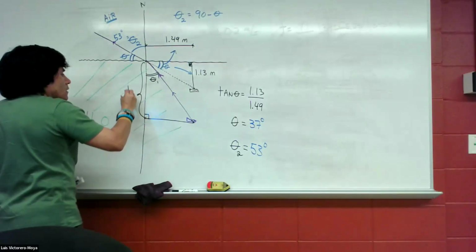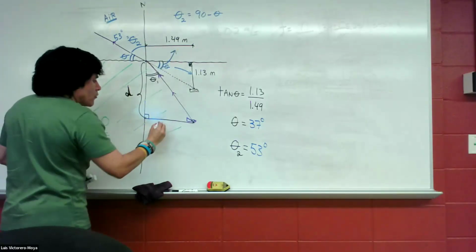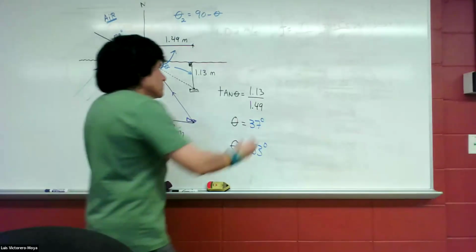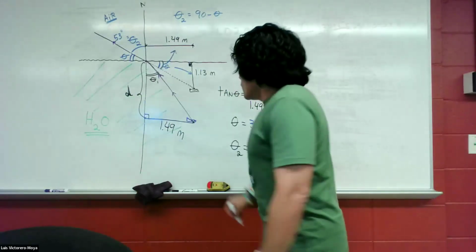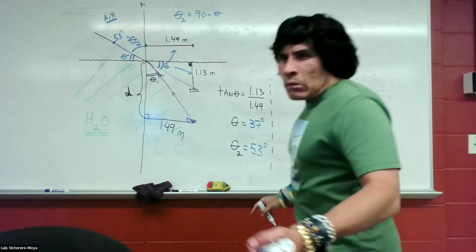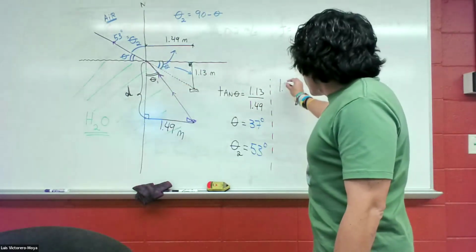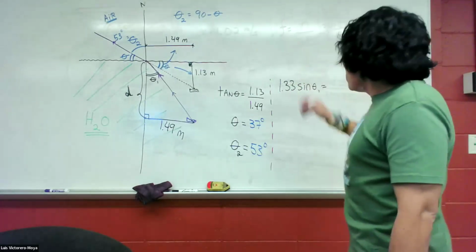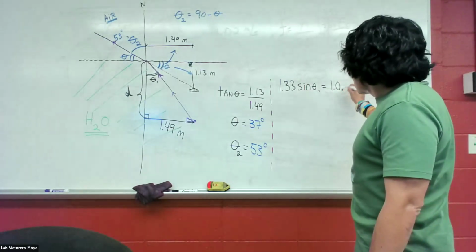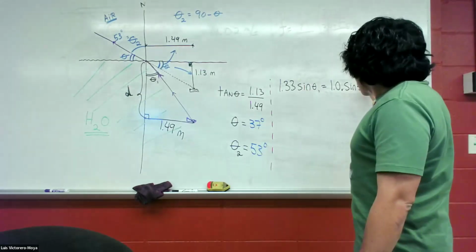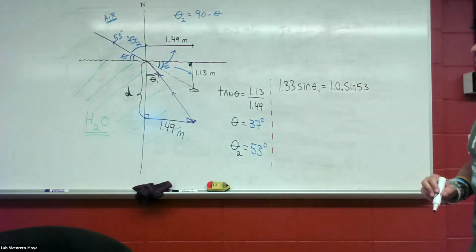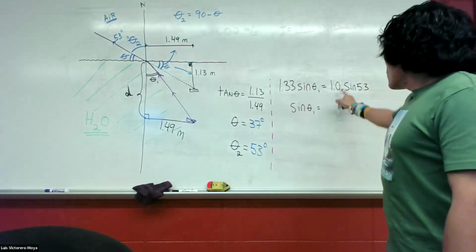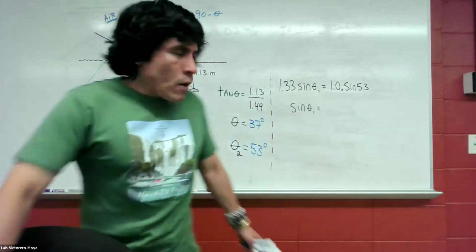I can find the real D, because this distance is the same, 1.49 meters. Theta 1, all right. Water to air, so it's like that one I just showed you. Water to air. Always the angles with respect to the vertical. So sine theta 1 is sine 53 over 1.33.